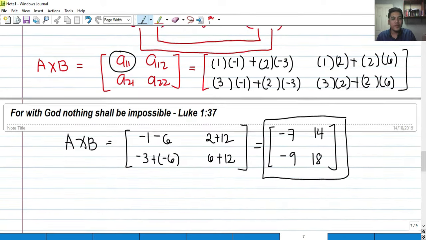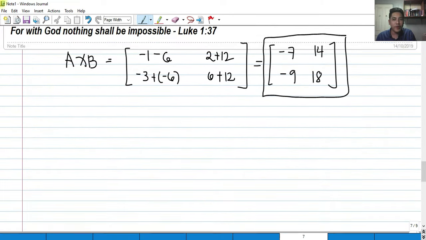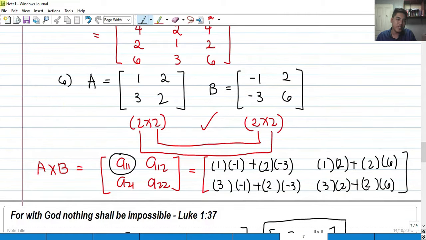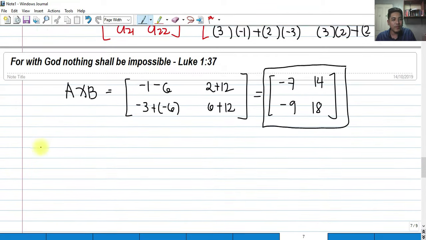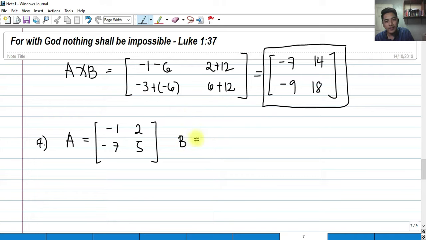Okay, let's try another one. For our problem number, I think this is number 7. Let's multiply again matrix. So we are given a matrix A, -1, 2, -7, 5. And we have matrix B, we have -1, 2, 3, 7.